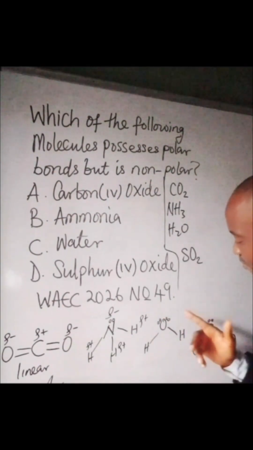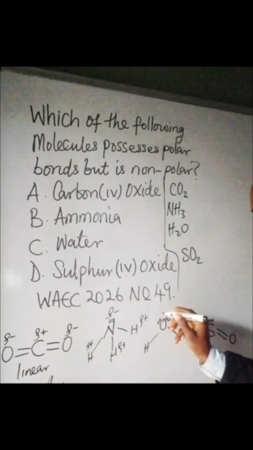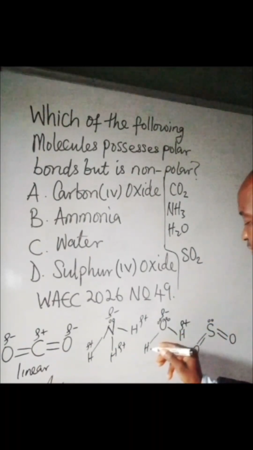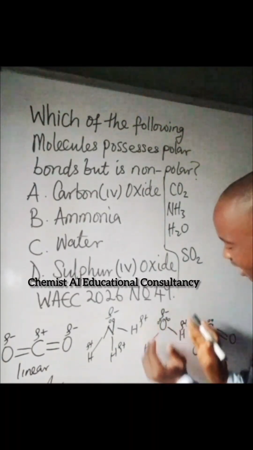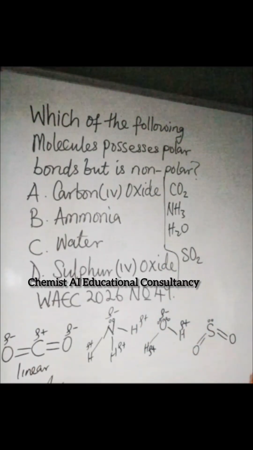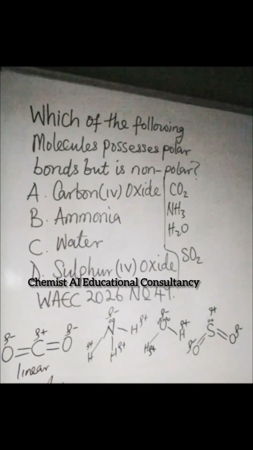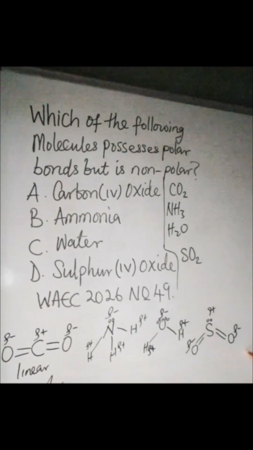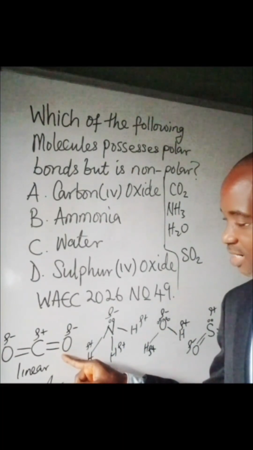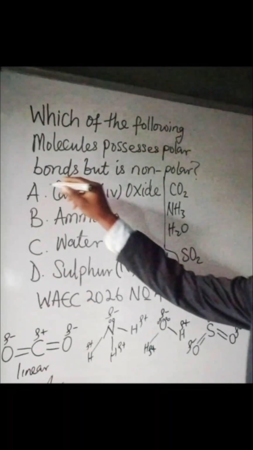Water has a V shape because of two lone pairs that push these bonds closer to themselves. You can see that oxygen is more electronegative than hydrogen, so we give oxygen negative and hydrogen positive. So two positive charges are almost at one end and the negative charge at the other end, and that is the polarity. Sulfur 4 oxide, here is a lone pair. Oxygen is more electronegative than sulfur, and sulfur 4 oxide is polar. All these three are polar and they have polar covalent bonds, except carbon 4 oxide, which is non-polar and yet has a polar covalent bond, and therefore our answer is A.